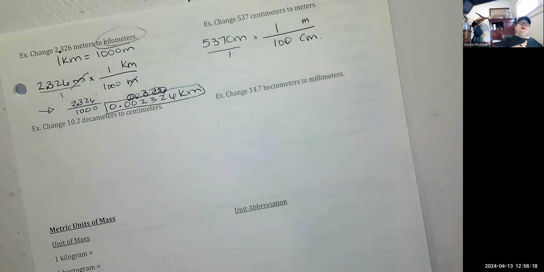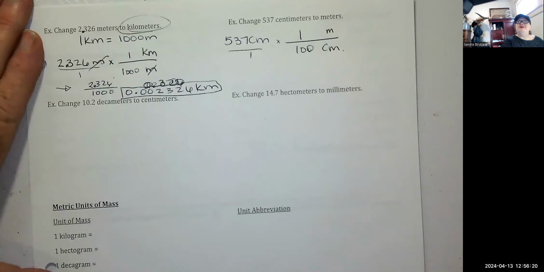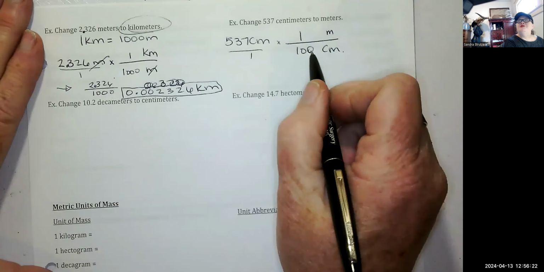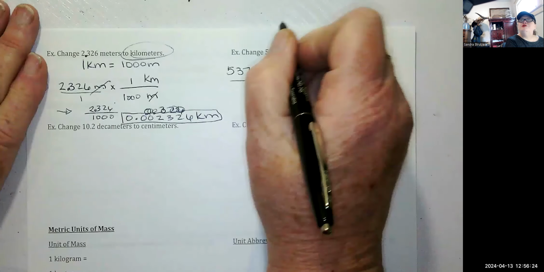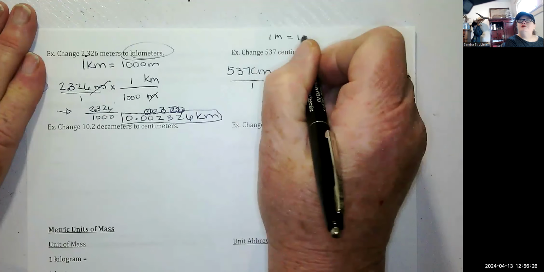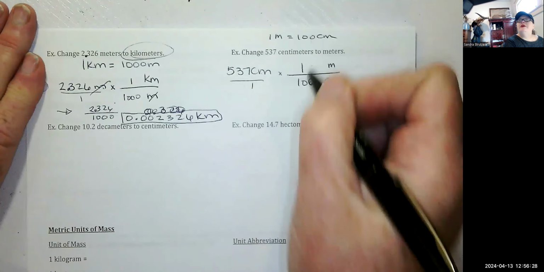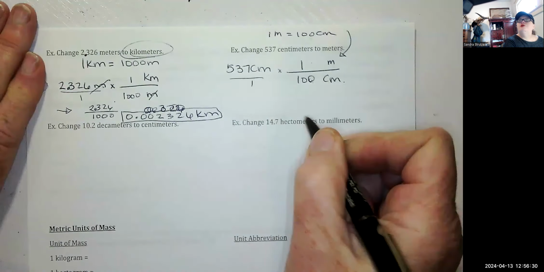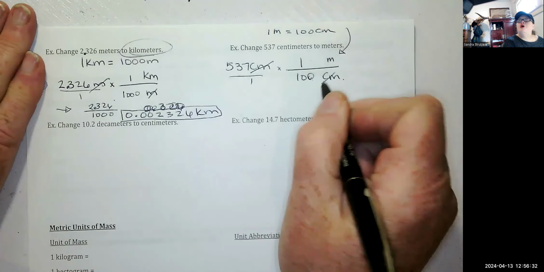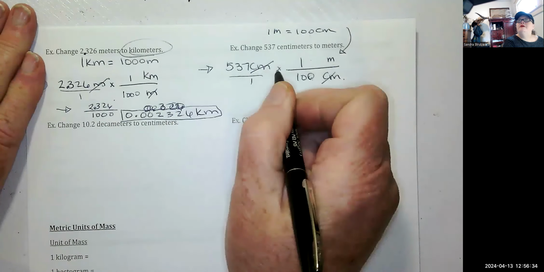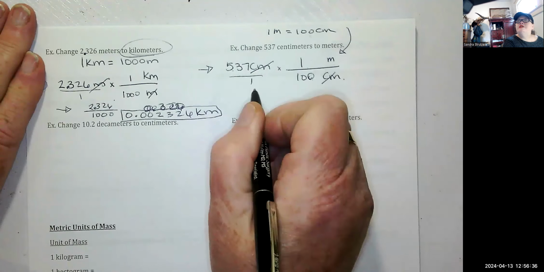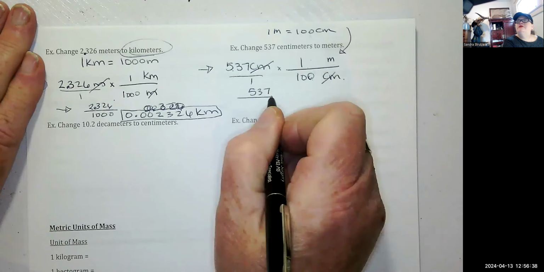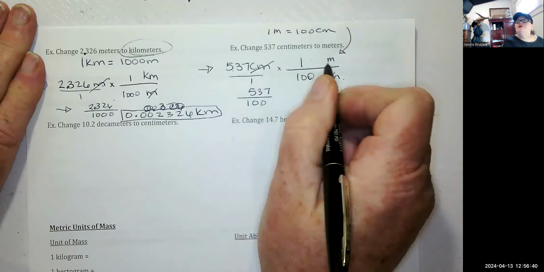So now that we do know that there are 100 centimeters in a meter, I can plug in 1 over 100. So I'm going to use the conversion that 1 meter is equal to 100 centimeters. And I'll use that for my conversion. So when I multiply this, my centimeters are gone because you're multiplying from left to right. 537 times 1 is 537 divided by 100. And the answer is meters.